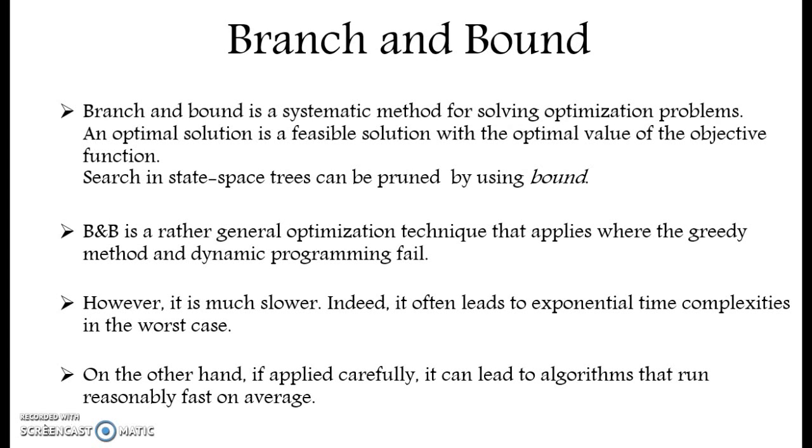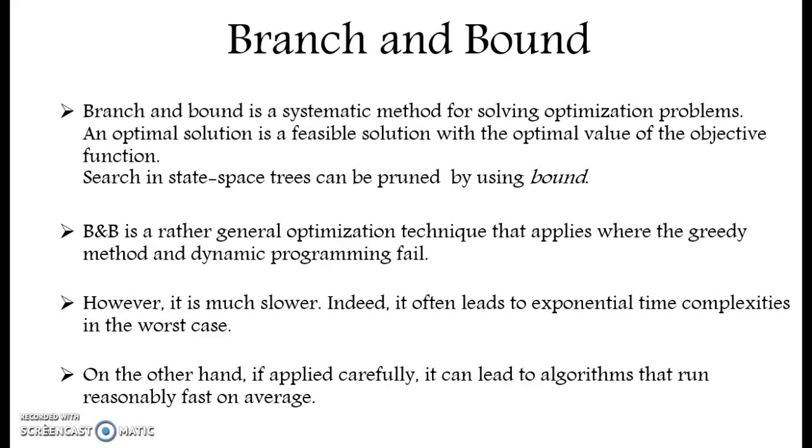Branch and bound is a systematic method for solving an optimization problem. An optimization problem seeks a feasible solution with the optimal value of the objective function. Search in a state space tree can be pruned by using a bound. Branch and bound is a rather general optimization technique that applies where the greedy method and dynamic programming fail. However, it is much slower. Indeed, it often leads to exponential time complexity in the worst case.